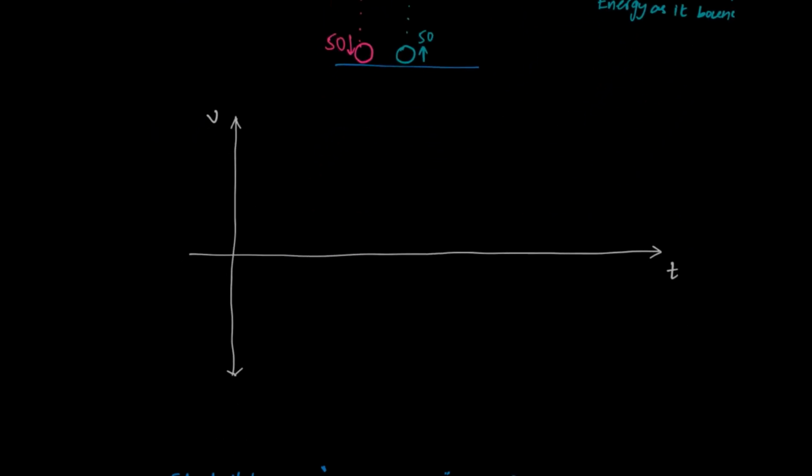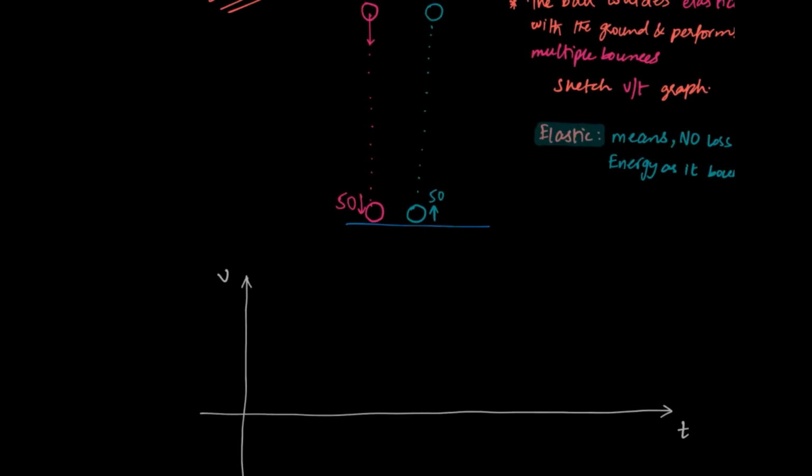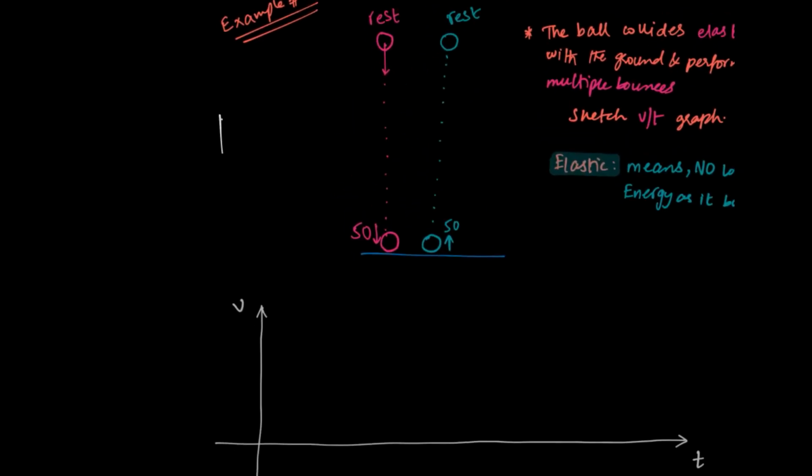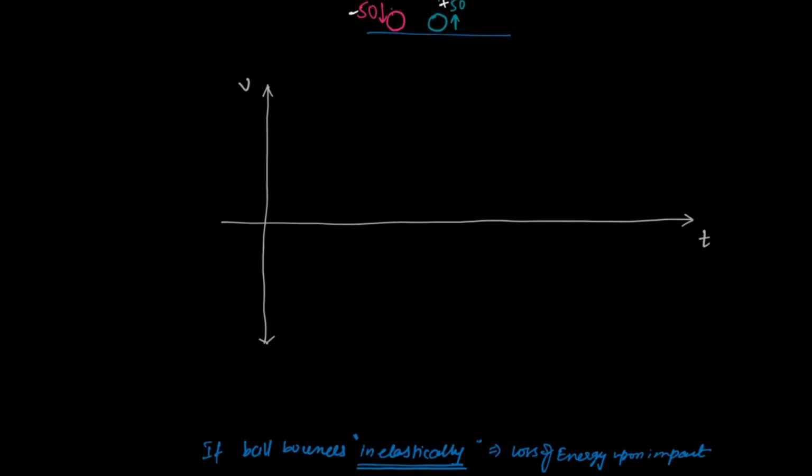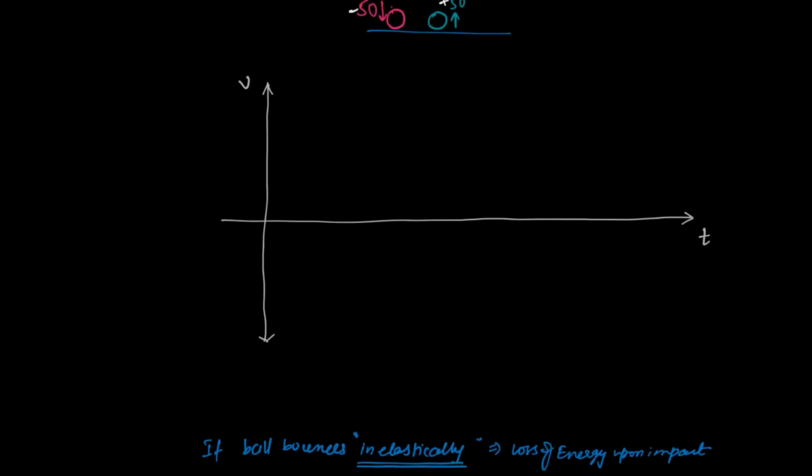So we already know what would happen. Since it starts from its rest position, and we again are assuming that our upwards direction is positive, going downwards this would be my minus 50 velocity and this would be plus 50. So it goes from 0 to minus 50, and then from plus 50 it goes back to 0. So my graph would look something like this. Color matches the color, pink goes with pink and green goes with green.